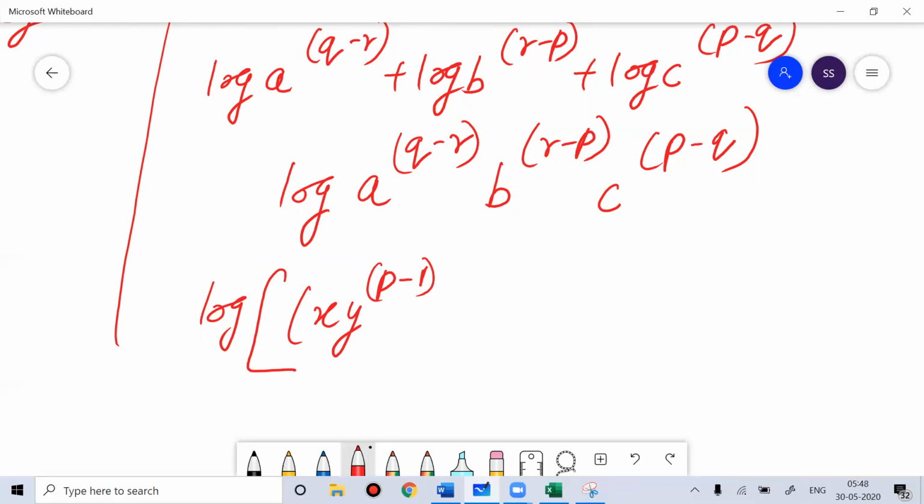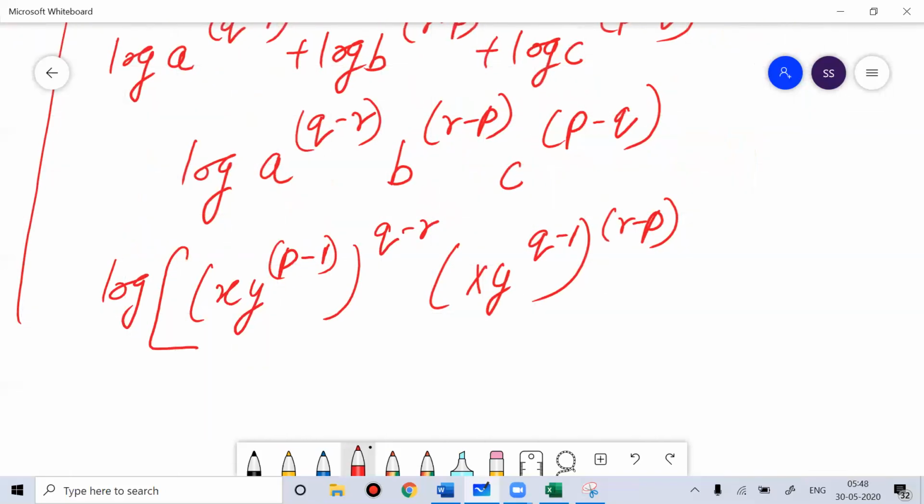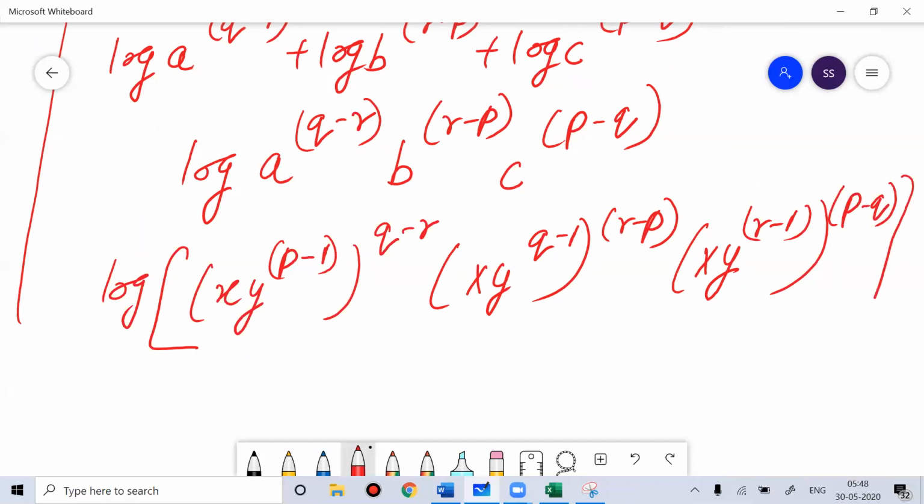x y to the power p minus 1, this is q minus r. Then B is x y to the power q minus 1 into r minus p, and then x y to the power r minus 1 into p minus q. Okay, so you have to find this value.